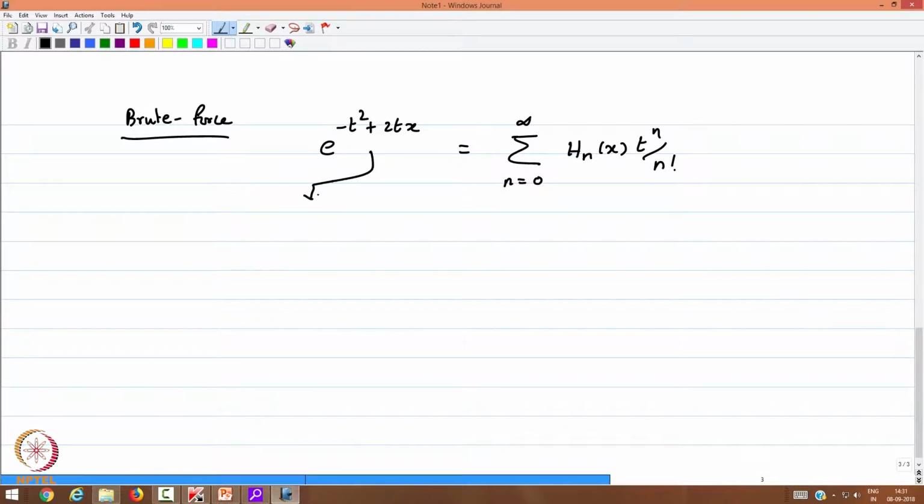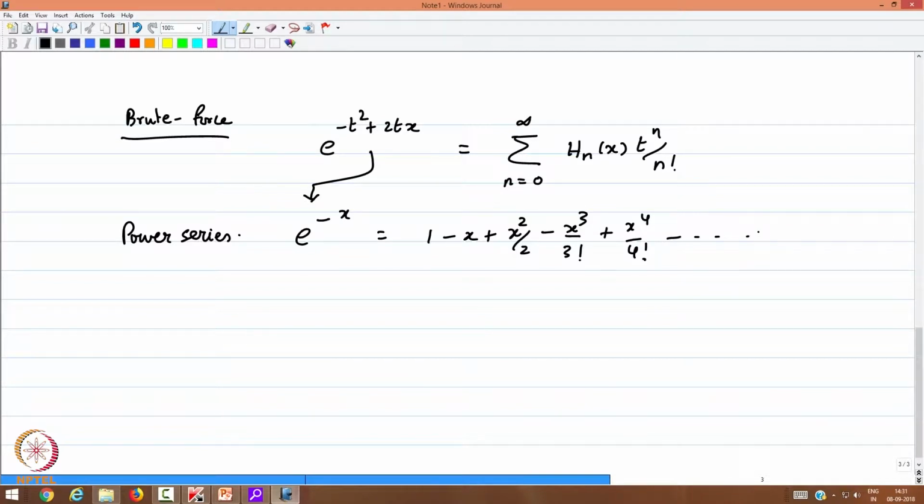Quite obviously, if we expand this as a power series, okay, it's like, you remember, exponential minus x is 1 minus x plus x squared by 2 minus x cubed by 3 factorial plus x raised to 4 by 4 factorial minus and so on. That is exactly what we will do.